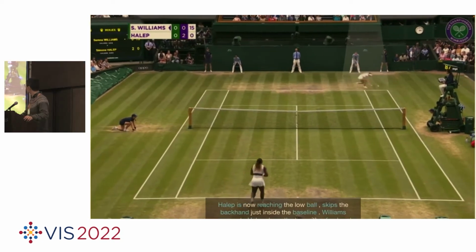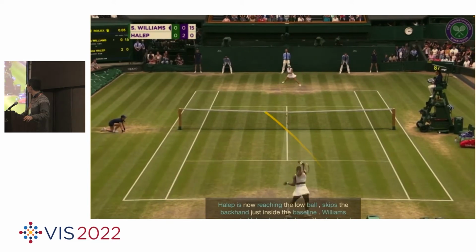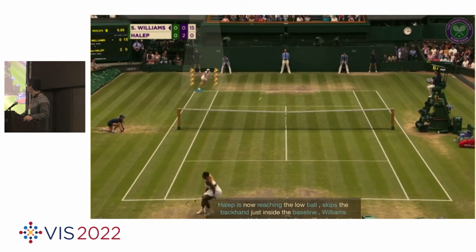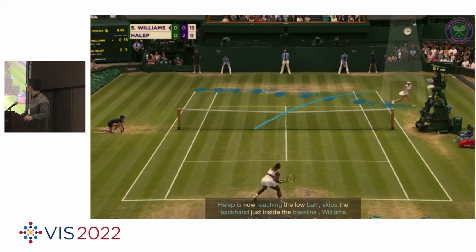Hallett now reaching the low ball, scoops the backhand just inside the baseline. Williams cross-court. Hallett down the line with a forehand. This is brilliant from Hallett. Now running onto a backhand and going cross-court for the winner.